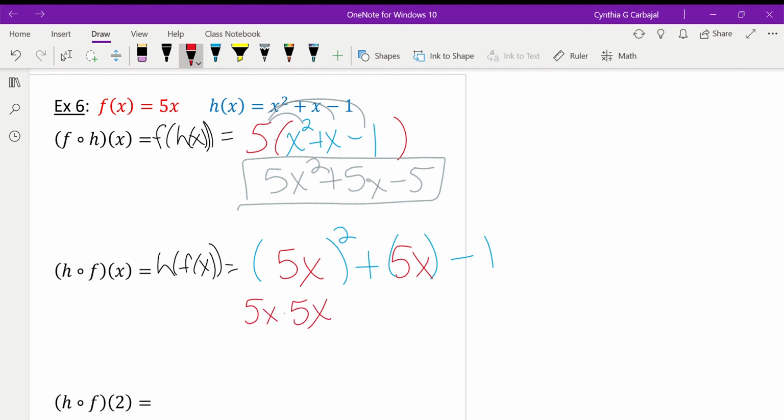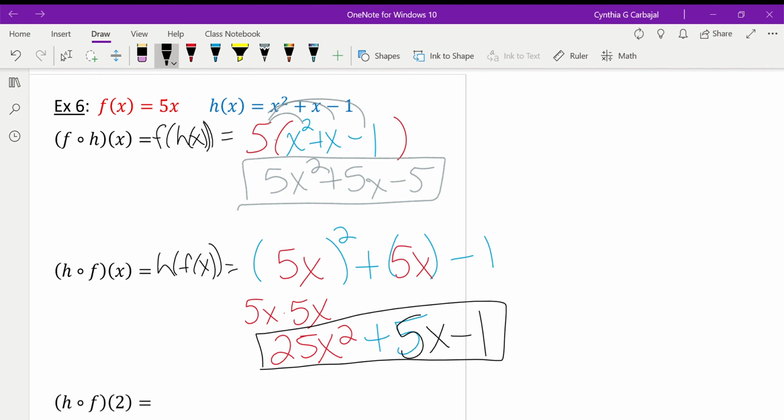Well, 5x times 5x, 5 times 5 is 25. x times x is x squared. Then I can bring down the rest. I have plus 5x and then minus 1. Then nothing can combine, nothing is a like term, so that is our answer.